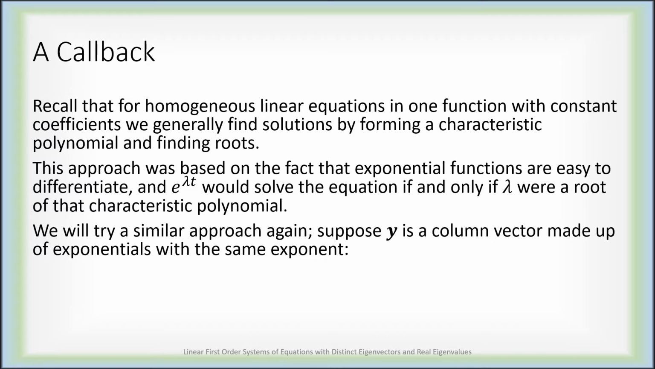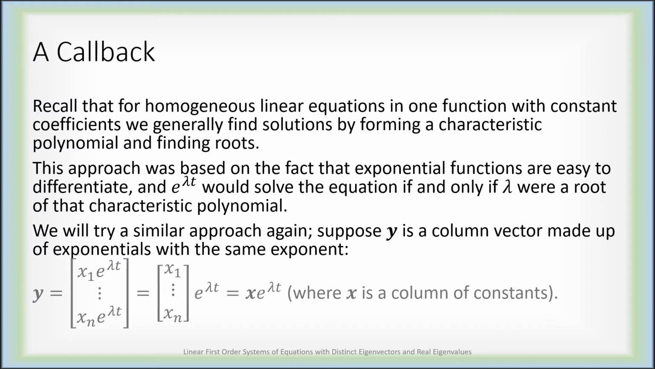We're going to assume that we have a column vector made up of exponential functions that all have the same exponent. So here we have our column vector y. These coefficients might be different, but the exponential functions all have the same exponent. Now, e to the lambda t is a scalar that we can factor out from this column, and using bold x to represent a column of coefficients x sub i, we have y is a column of constants times e to the lambda t.